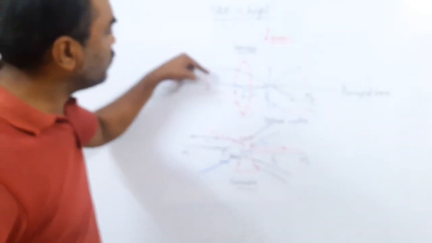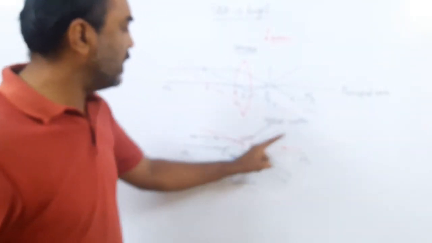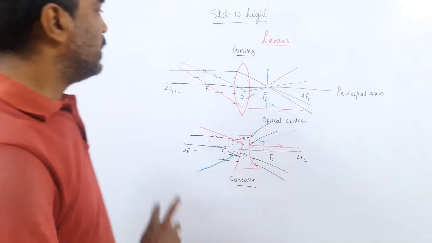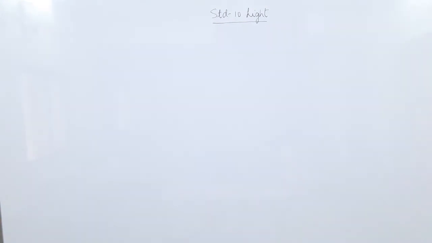And the third case, blue line. The ray passing through the optical center does not deviate but goes in the same direction in both the cases. So this is the revision, the 3 rules. Now based on the 3 rules, we are going to do the 6 cases. So we go back to our geometrical drawing.